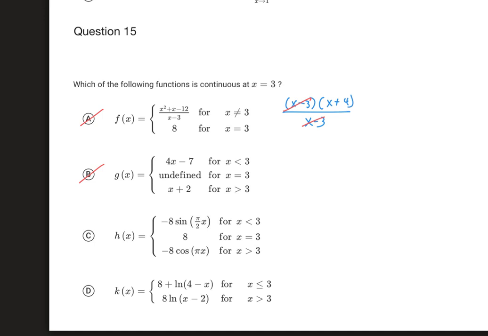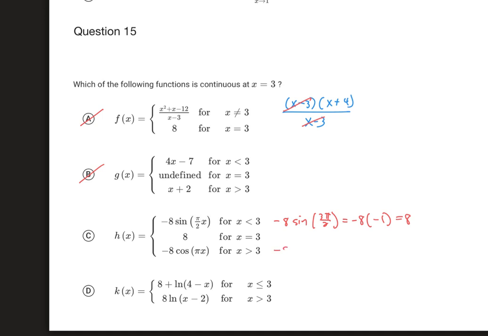Plug 3 into the top one. You get negative 8 sine of 3 pi over 2. Sine of 3 pi over 2 is negative 1. That's 8. Okay, so that's looking good. So the function at 3 equals 8, and the limit as x approaches 3 from the left is 8. So that's good. If we plug 3 into this one and it equals 8, then that's going to be the answer, because that'll make all 3 of these equal from the left, from the right, and at 3.